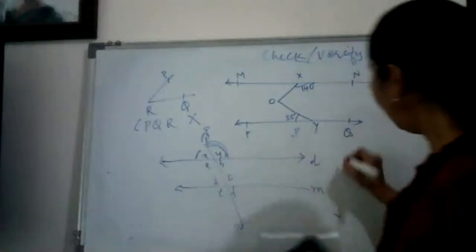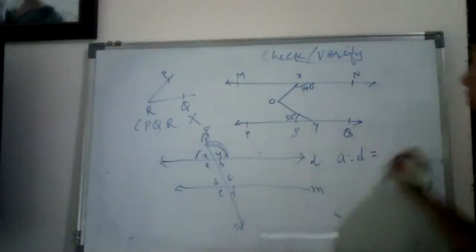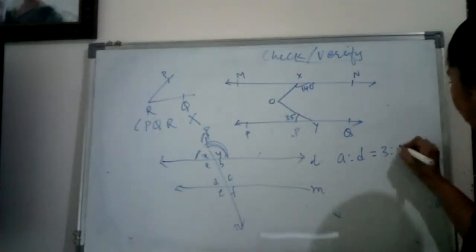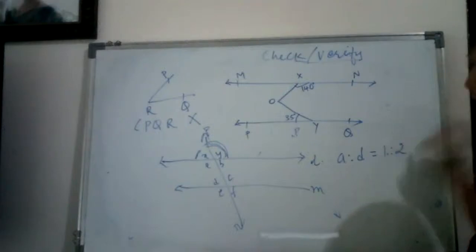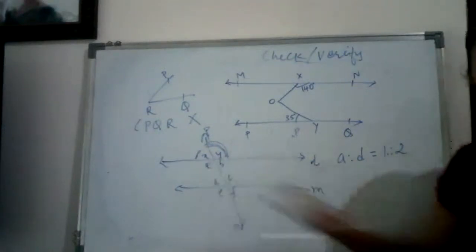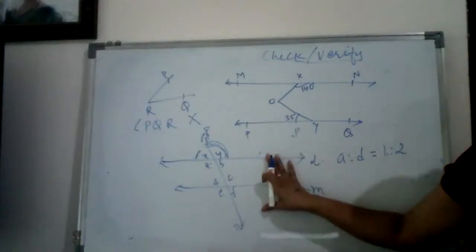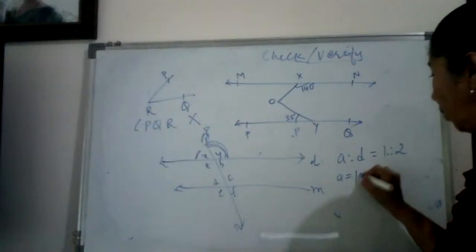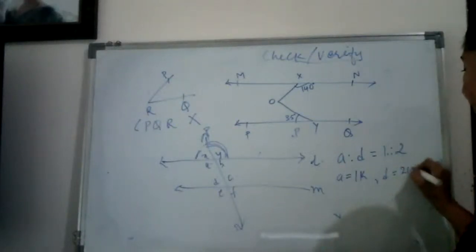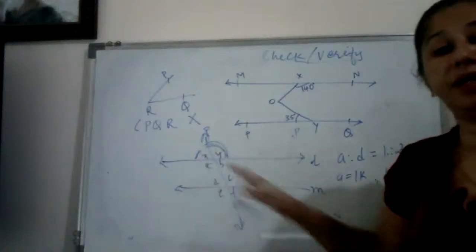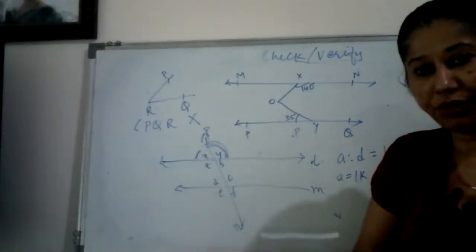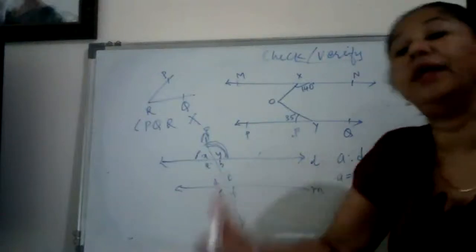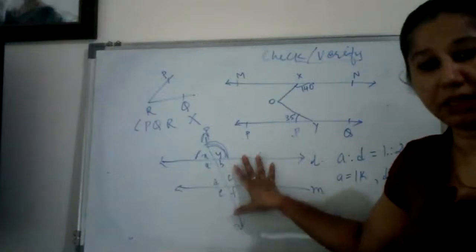Say it's given that A is to D is equal to, say, 1 is to 2. Here, which property will we use? Lines are given parallel, so we use the interior angle property. Let A be equal to 1K and B equal to 2K. We can find the value of K and then find the angles. I hope this is clear to you. This type of question could be where you find the angles. Okay, so I hope this is clear.